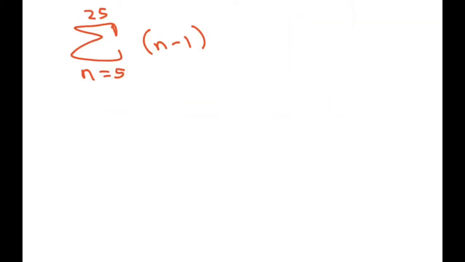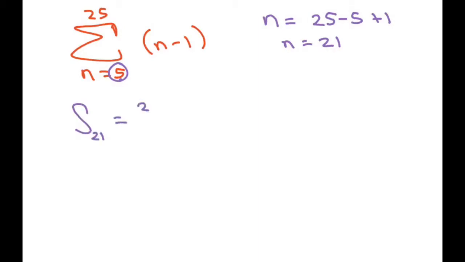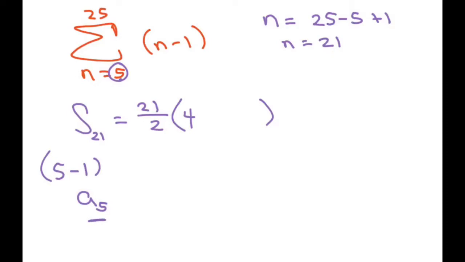All right, on the last one, we have this one. Again, your n equals 25 minus 5. Then you have to add 1. You have to account for that one as well. So my n is 21. So if you use your sum formula, our n is 21 over 2. And then for my fifth term here, you plug in 5. So that would be 5 minus 1, so that's going to be 4. And this is actually our first term, because that's where we're starting.